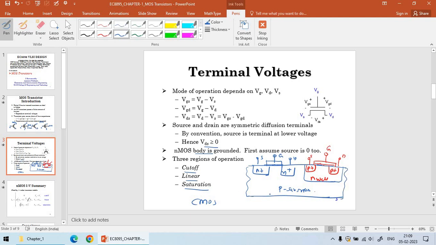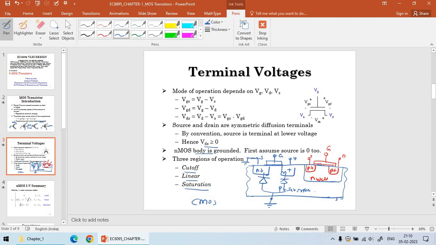This P substrate should normally be reverse biased. If you take the MOS structure, there is a diode between the N plus source and N plus drain with the bulk. These diodes should be reverse biased, so the P side should be connected to the most negative potential, and I assume that ground is the most negative potential, so I connect it to ground for proper operation. That is what has been represented here. The NMOS body is grounded, and first assume the source to be 0. You make the source equal to ground.